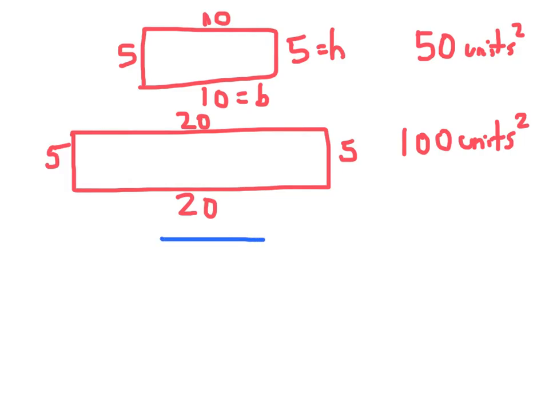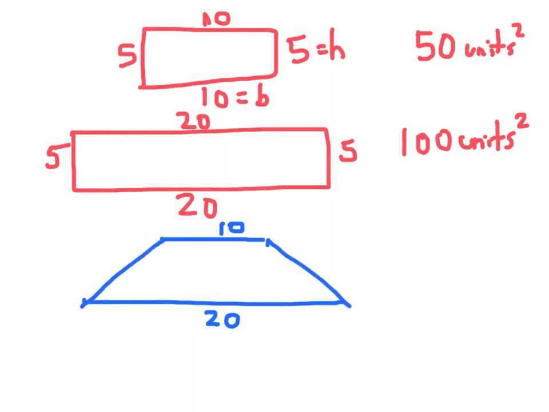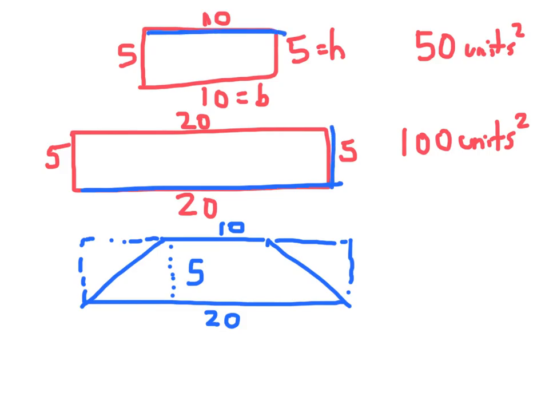What if one side of our shape had 10 for its length, but the other side had 20? And the distance between them was still 5. So in effect, what we have is something that is in between both of those rectangles, right? If we took a rectangle that had 20 and a rectangle that had 10 and just used one of each of the sides, and the height was still 5, we would end up with a hybrid of the two. And we call this a trapezoid.